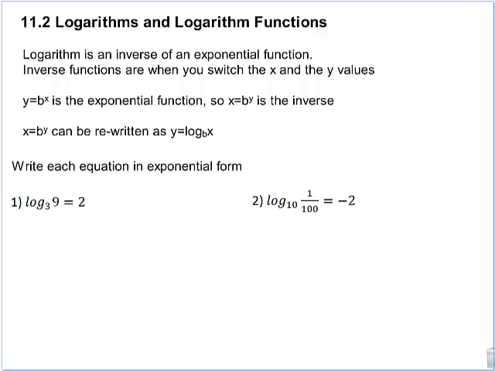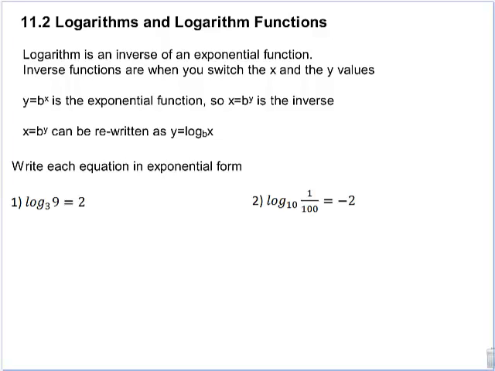All right, so we are going to learn about logarithms and the logarithm function. Okay, this is something that's new to us. But if you've ever looked at your calculator and saw the button LOG, and wondered what it's for, we're going to find out what it's for today. It's an inverse of an exponential.